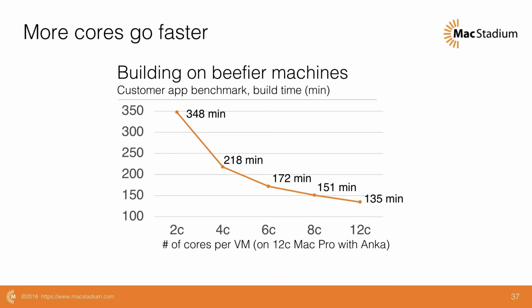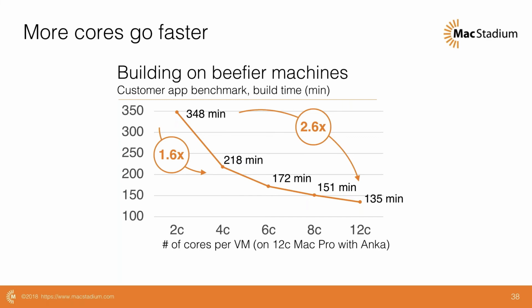Now, this next part is the easiest one of all. More cores make your builds go faster. This was actually some benchmarking that one of our customers sent to us, looking at how the build time varies based on the number of cores allocated to the build VM. Keep in mind that everyone's results are going to be slightly different based on your exact code base, but they found that using 4 cores instead of 2 went 1.6 times faster, and using all 12 cores in a 12-core Mac Pro with Anka as the hypervisor layer had them going 2.6 times faster.